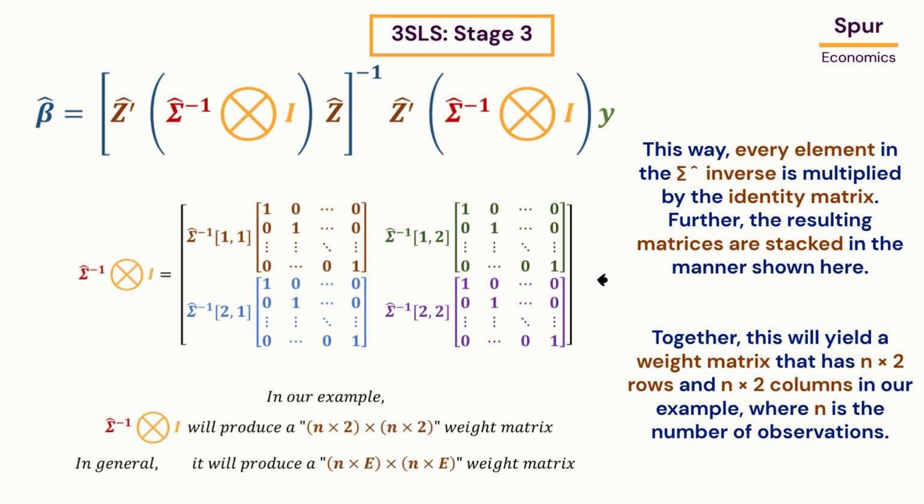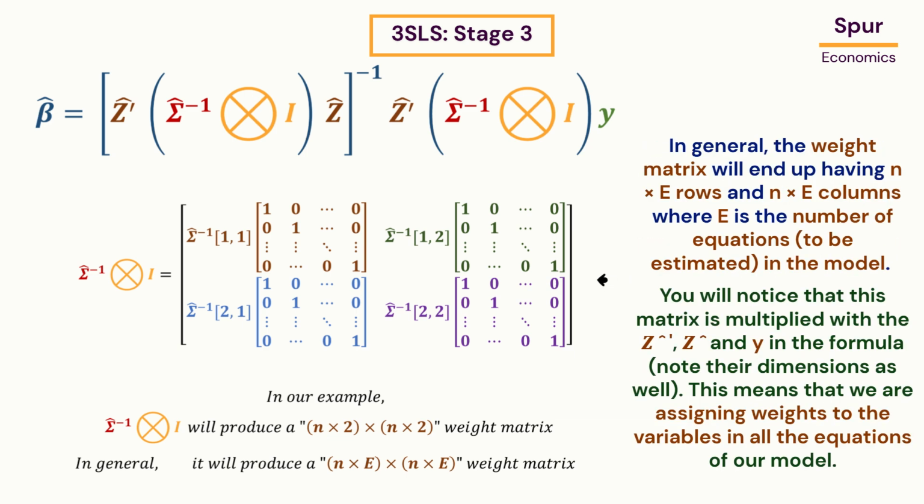Together, this will yield a weight matrix that has n by 2 rows and n by 2 columns in our example, where n is the number of observations. In general, the weight matrix will end up having n by e rows and n by e columns, where e is the number of equations in the model. You will notice that this matrix is multiplied with the Z-cap transpose, Z-cap and y in the formula. This means that we are assigning weights to the variables in all the equations of our model.